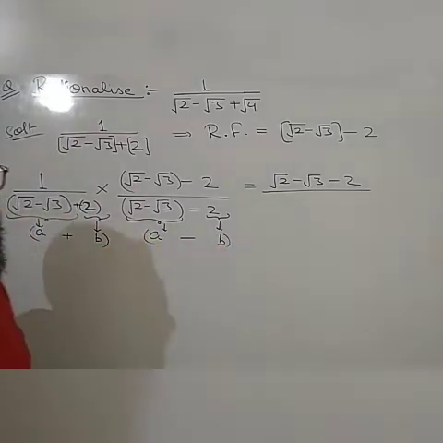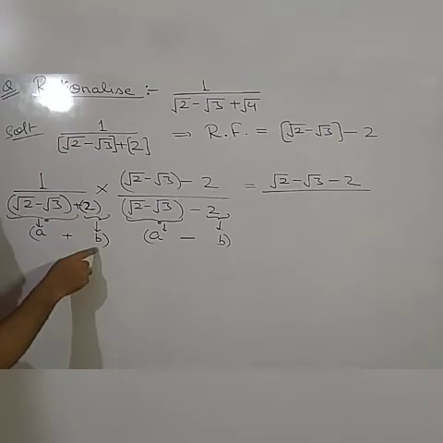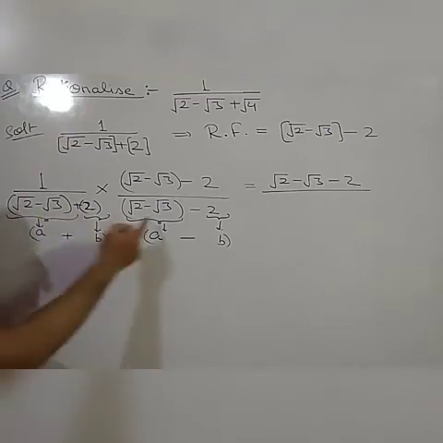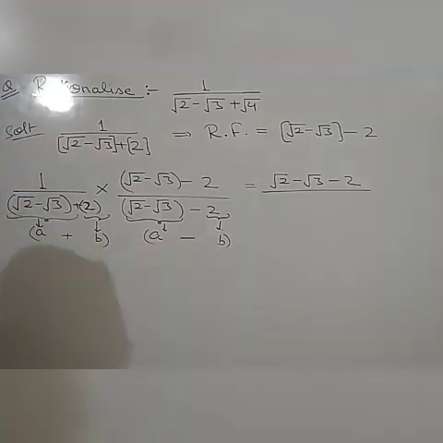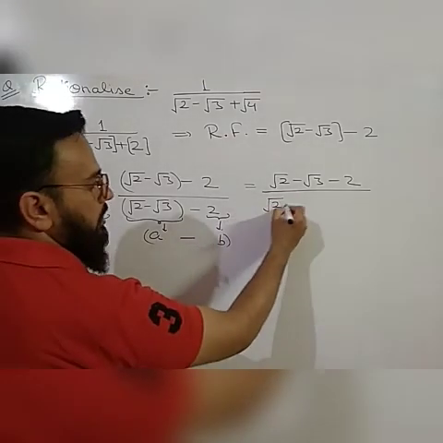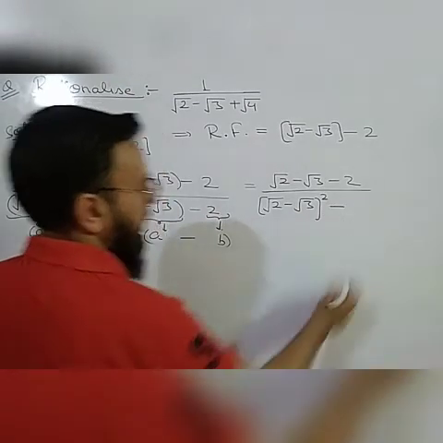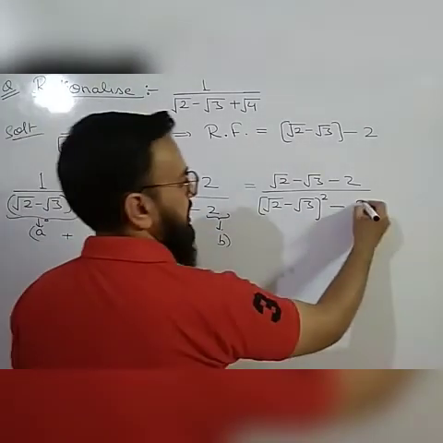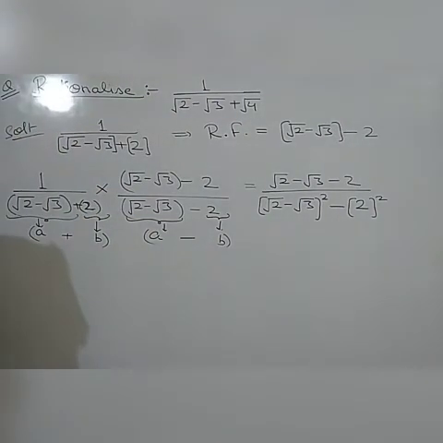Here, how will you solve it? Consider this whole bracket as A and this 2 as B. So it is written A plus B and A minus B. And what is the identity of A plus B and A minus B? It is A square minus B square. So we can write in the denominator root 2 minus root 3, that is A, so A square minus B, and the value of B is 2, so it will be 2 square. Clear? Now we will solve it further.